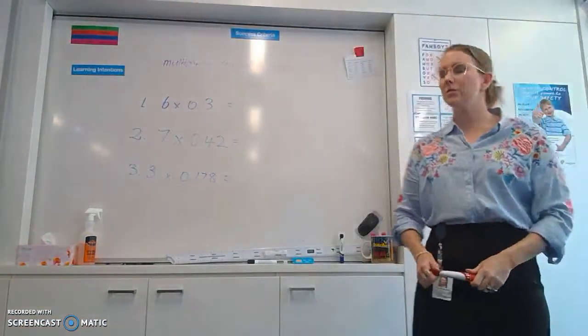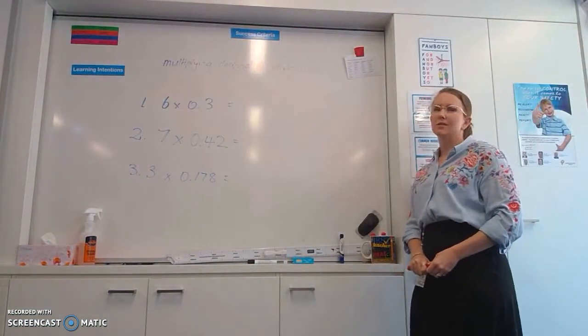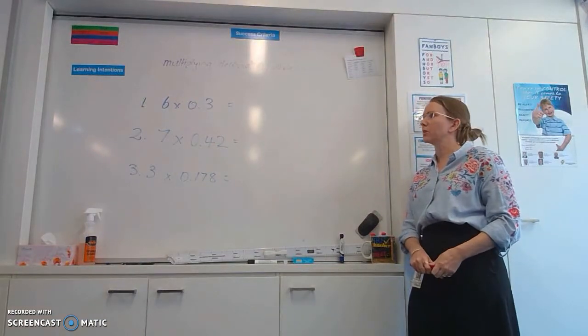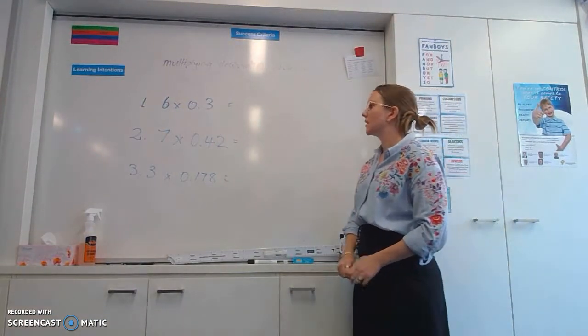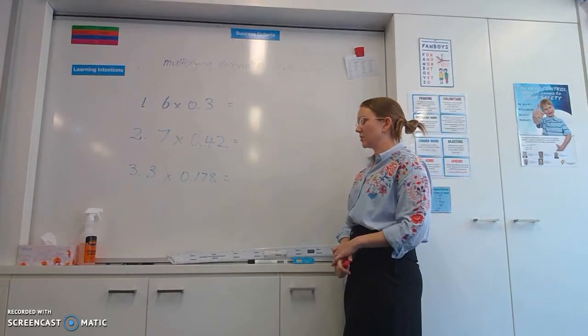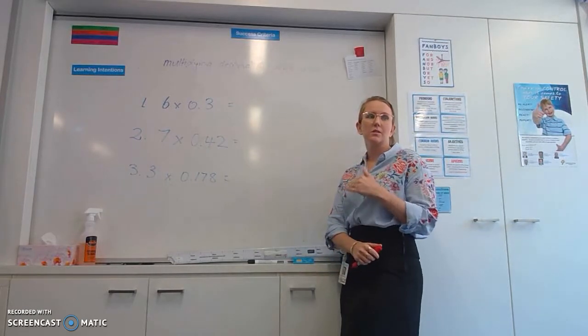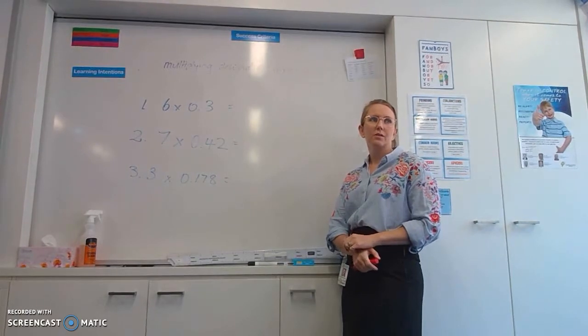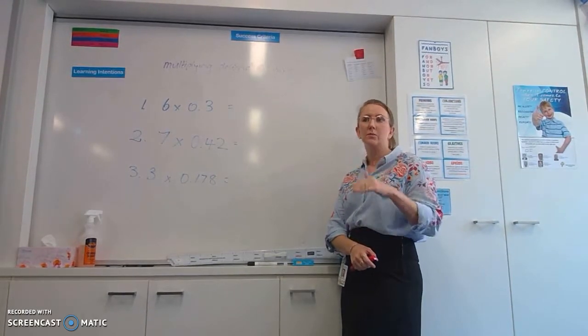Alright, 3 examples on the board. We've got 6 times 0.3, or you could also do it the other way around, 0.3 times 6, 7 times 0.42, and 3 times 0.178. So each example is slightly different in what way? What way are they all a bit different from each other?